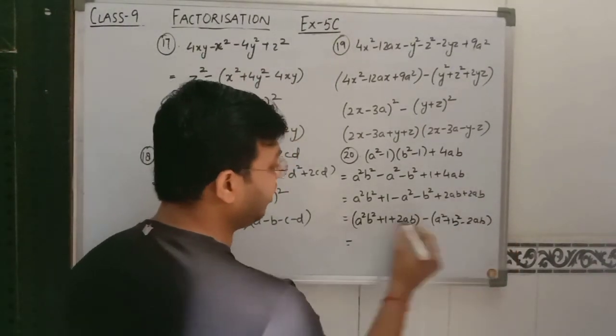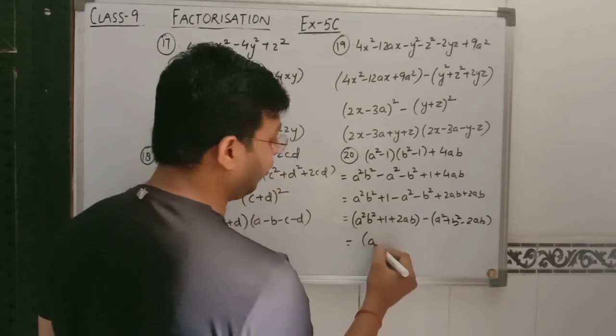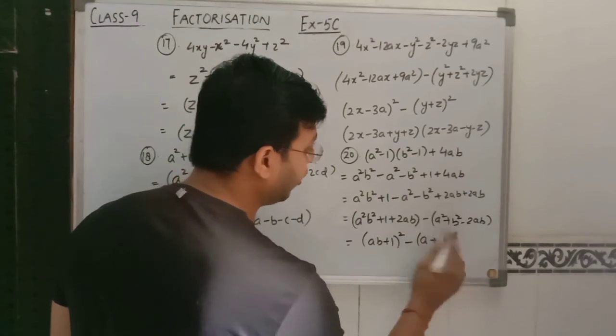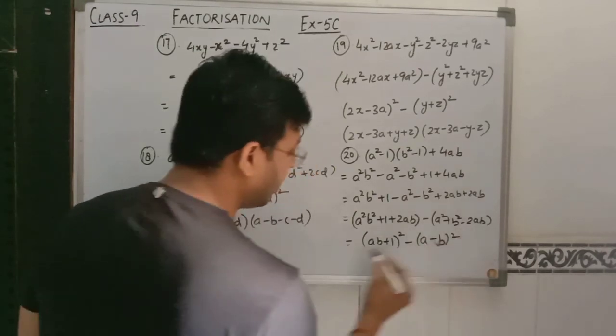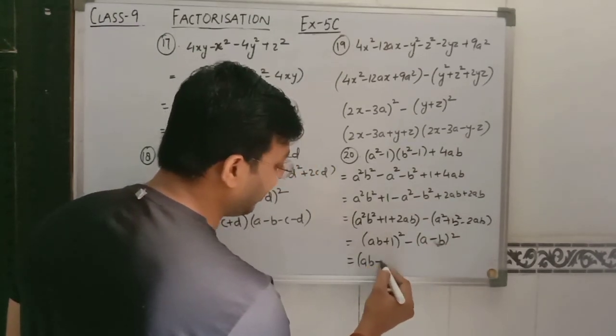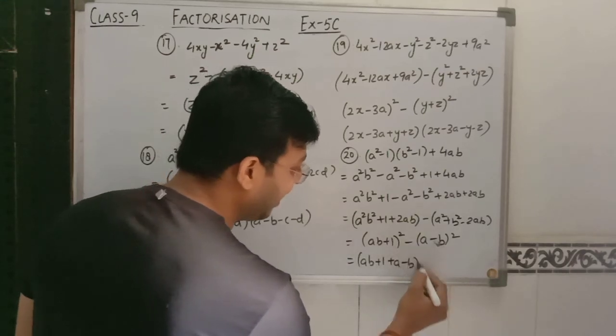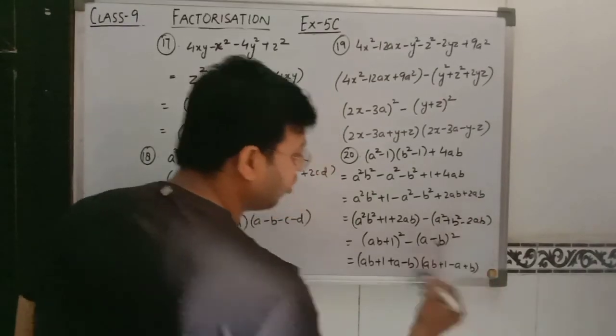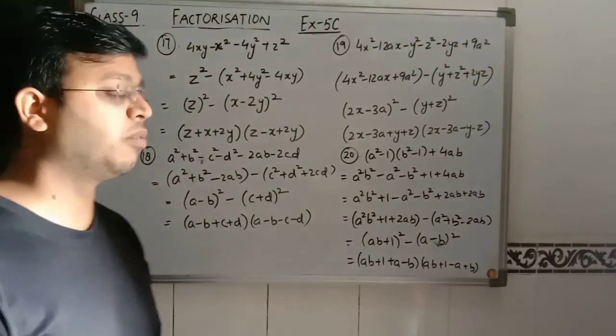Now these three terms are forming the identity of ab plus 1 whole square, and the others are forming the identity of a minus b whole square. Now again, in the first bracket a plus b, and in the second bracket a minus b. So this is the final solution of question number 20.